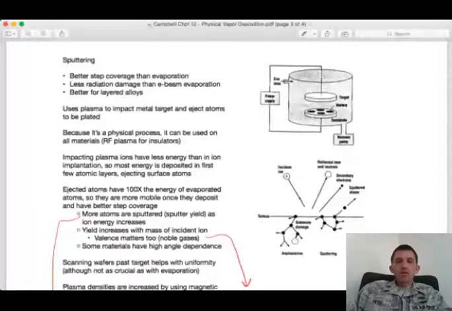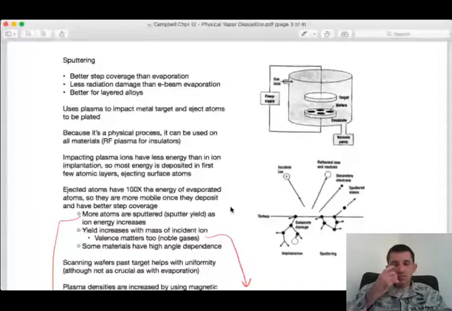All right. So evaporation is simple, but it has some drawbacks, right? Meaning that we just talked about step coverage is poor, contamination can be an issue. Also, it's difficult to deposit alloys. And so to address those shortcomings, other methods were introduced, right? Primary of which is sputtering. Sputtering has better step coverage. It has less radiation damage than e-beam evaporation, and you can deposit alloys.